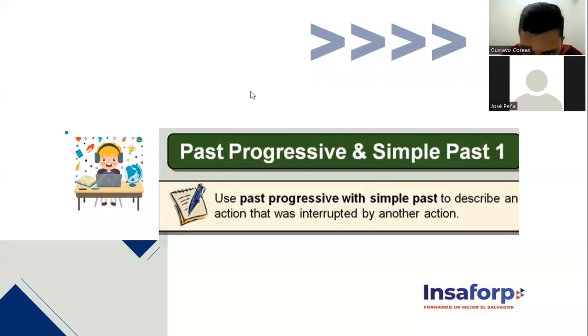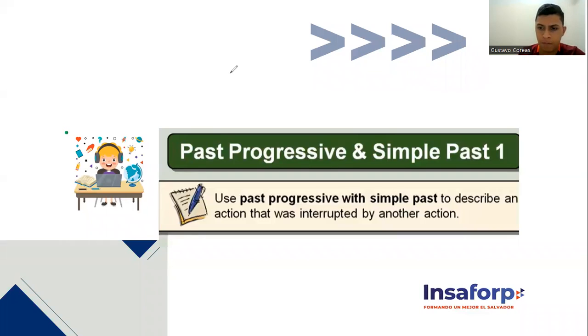Okay. Past progressive and simple past. One, use past progressive with simple past to describe an action that was interrupted by another action. This is exactly Jeffrey's idea, right? Thank you so much. So basically, past progressive is the same as past continuous, right? And I think it was Melissa who already explained the formula, right? Was or were plus the ing form. And then we have one activity that interrupts the other. So that's basically the focus of today's session. So let's move on. Let's see some examples, okay?